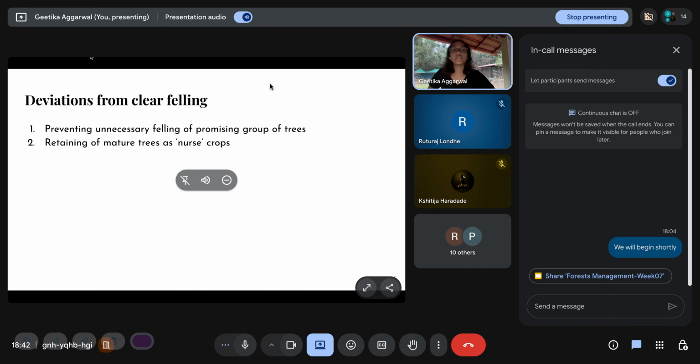You could retain some mature trees as nurse crops. A nurse crop is when you have a tree whose shade allows a lot of shade tolerant plants to grow in its shadow, because not all plants are very good at growing in full sunlight conditions. So in clear felling you don't destroy all of the trees, and you leave some mature trees behind. They can act as nurse crops, whose shade or nutrition helps the growth of new seedlings or saplings in that area.